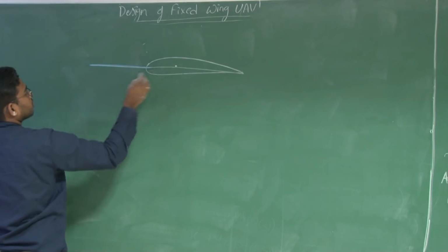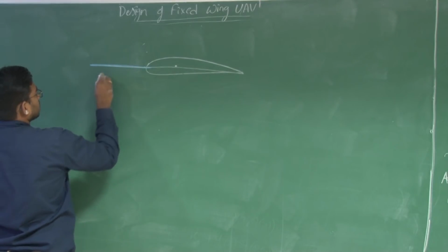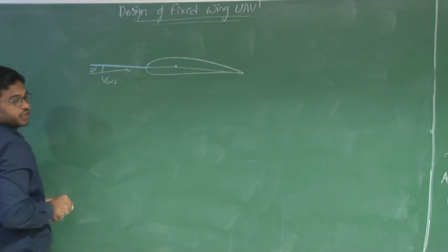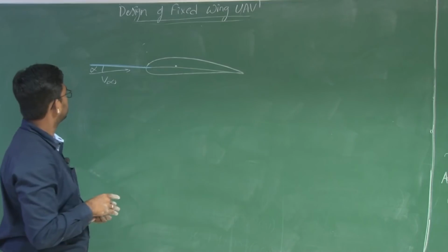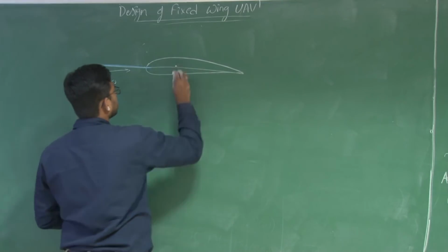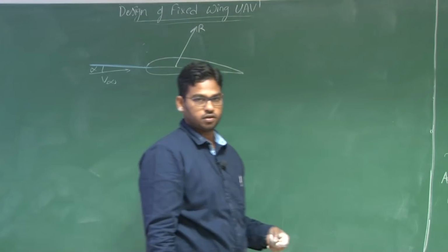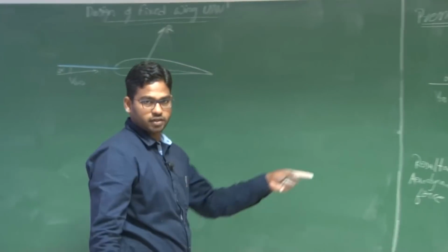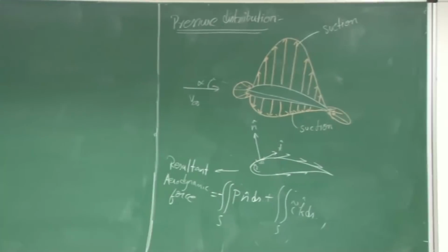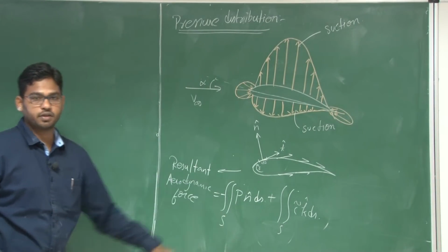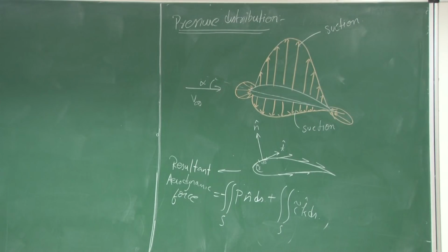This is actually the extension of this chord line, right? This is my V infinity and this is my angle of attack, right? So there is a resultant aerodynamic force R acting. Do you accept this? Because of that is what we are able to estimate by integrating this pressure force and shear stress distribution, right?